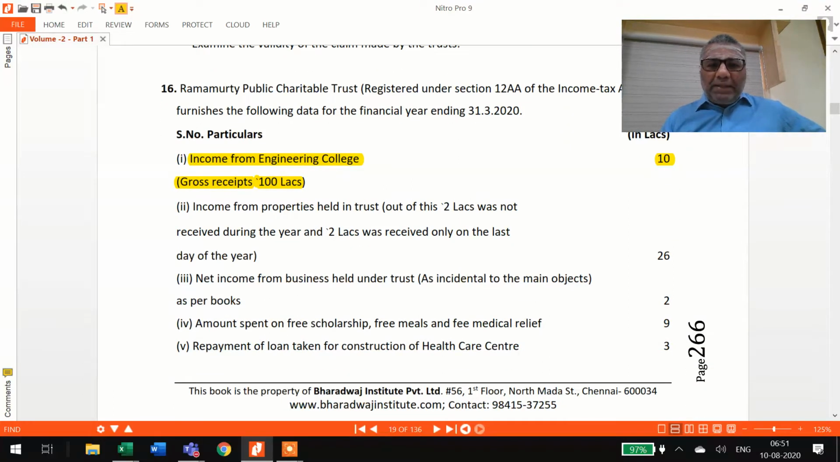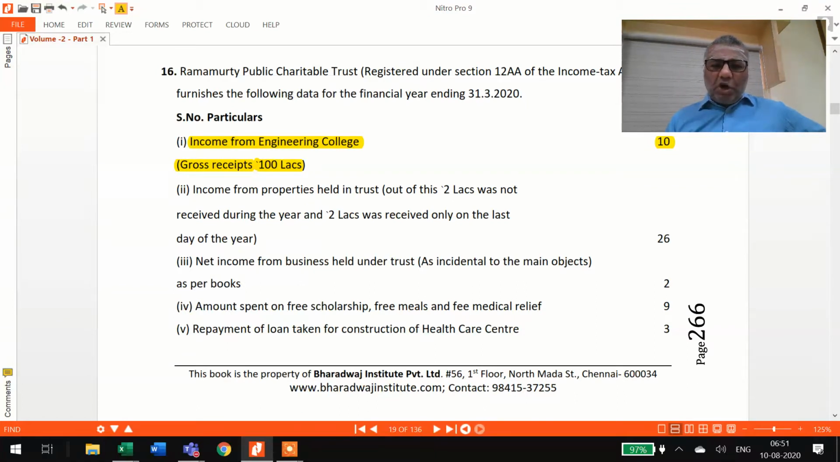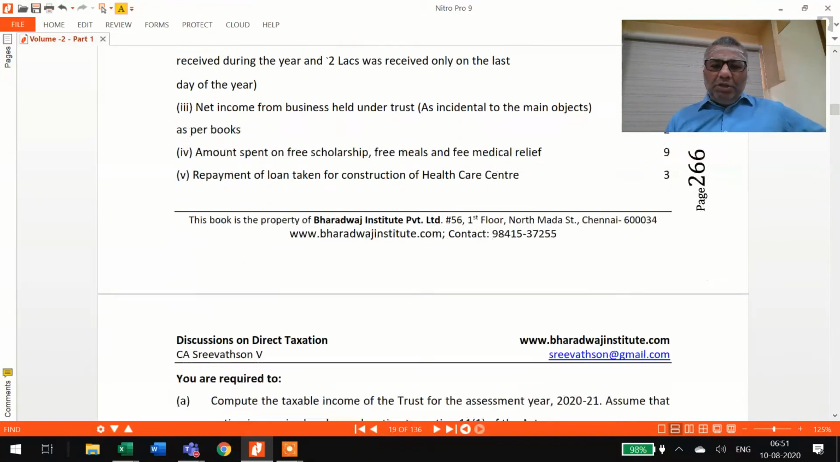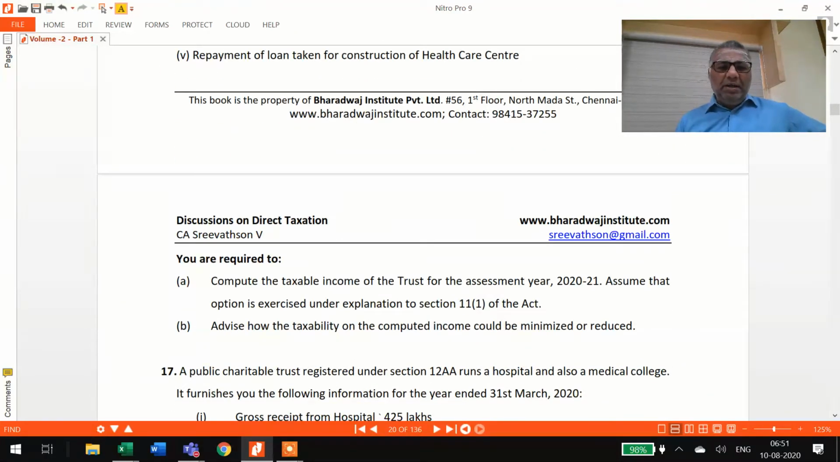Income from property held in trust, 26 lakhs. Out of this, 2 lakhs was not received during the year, and 2 lakhs was received only on the last day of the year. Net income from business held, 2 lakhs. Amount spent on free scholarship, meal, and medical relief. Repayment of loan taken for construction of health center. You are required to compute the taxable income of the trust for the assessment year.